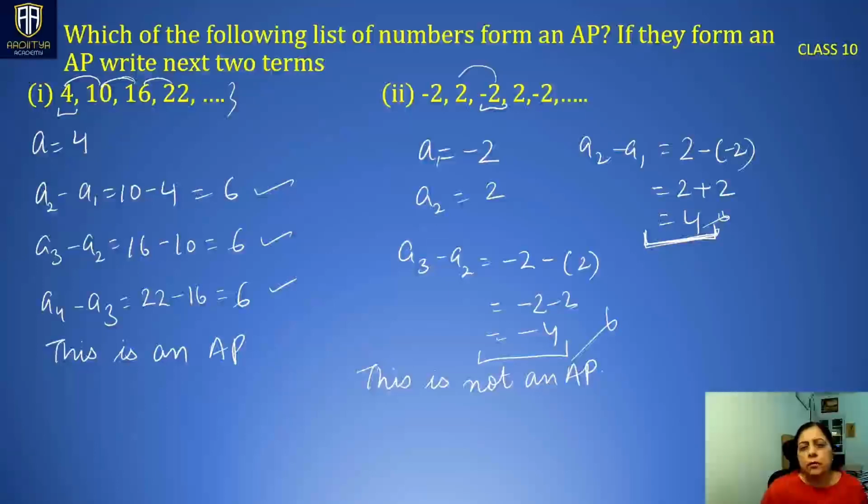This is a very easy and important question to check whether a sequence is an AP or not. You simply have to take whatever numbers are given to you. There will always be 3 or 4 terms given in the question. So you have to check the difference between two consecutive terms in given 2 or 3 pairs. If they are equal, this forms an AP. If they are not equal, this is not an AP.